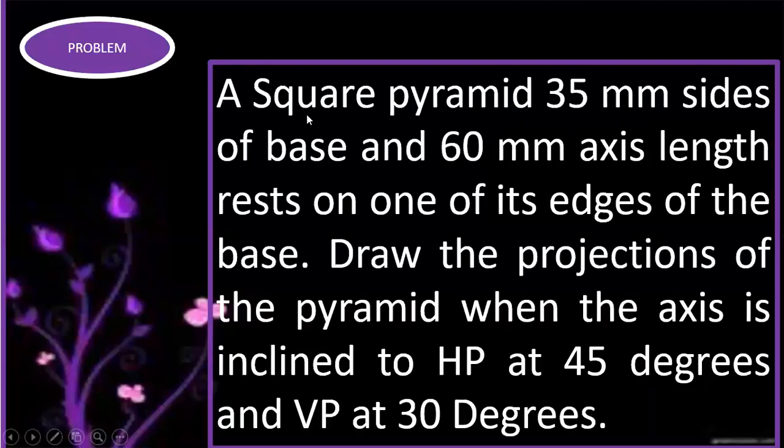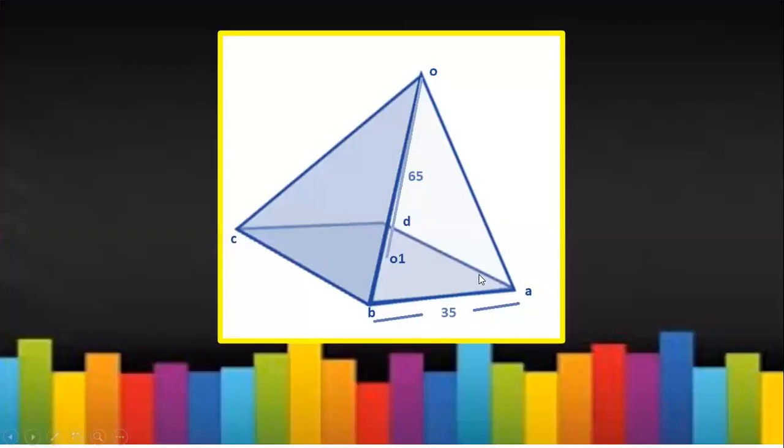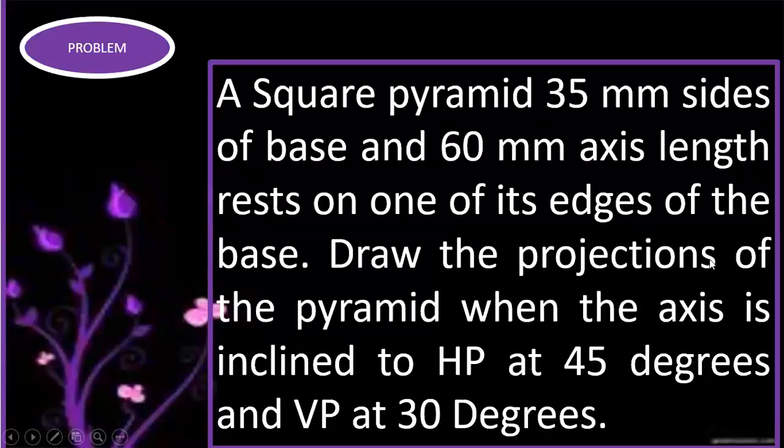And if you see, it's a square pyramid and the square base side is equal to 35 mm and the height is equal to 60 mm and it is resting on one of its edges of the base. So here AD is the edge which is resting on HP. Okay, it is resting on HP.